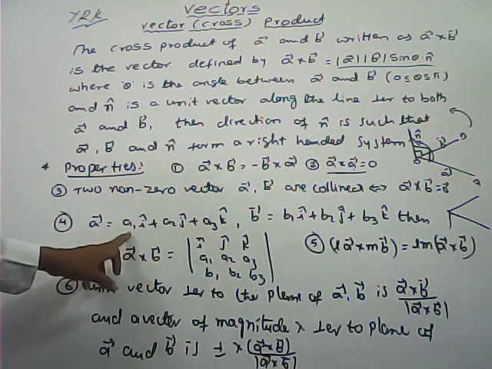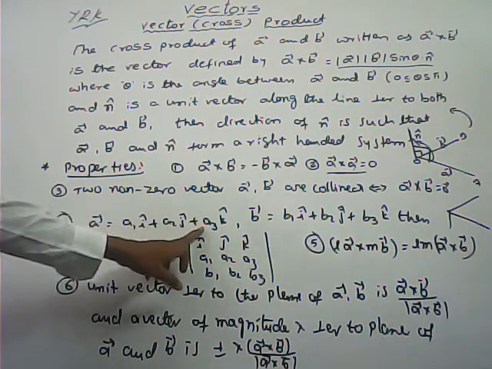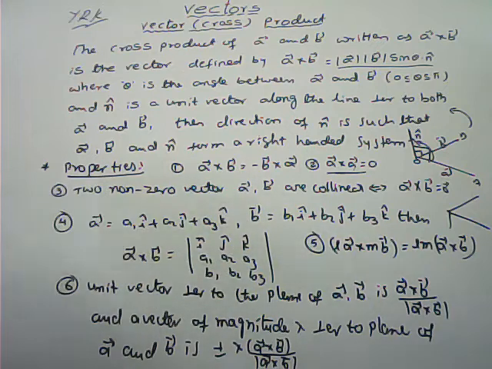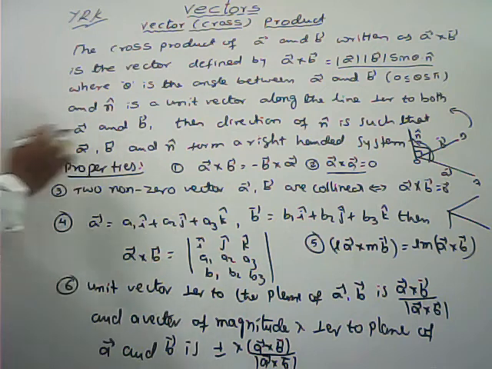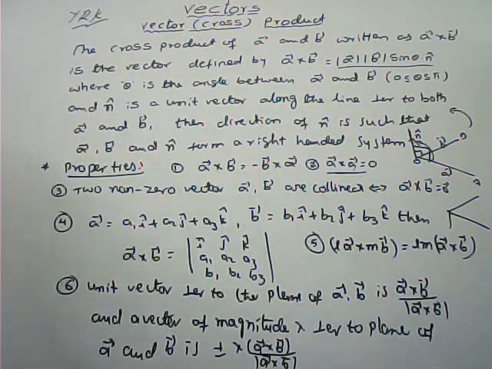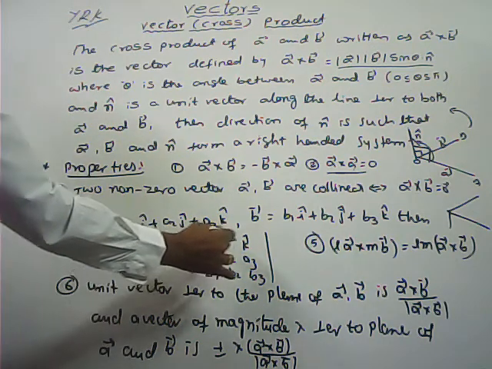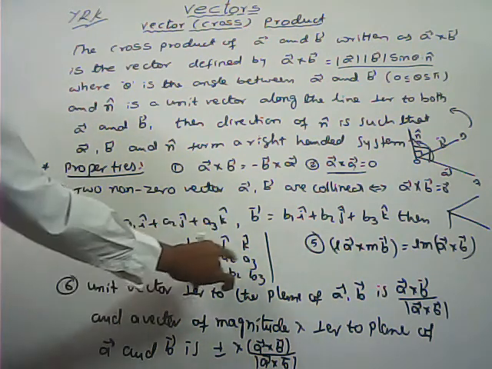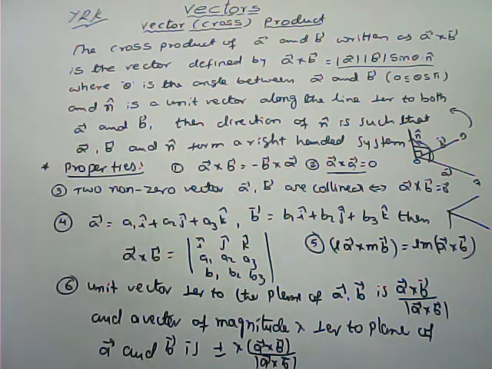And here I have taken two vectors. A bar is equal to A1 i cap plus A2 j cap plus A3 k cap, and B bar is equal to B1, B2, B3. Then the cross product, how to take this one? In the previous dot product we got a scalar, but here, the cross product or vector product, the cross product of two vectors, we get a vector. It is the determinant of i cap, j cap, k cap, A1, A2, A3, B1, B2, B3. That one we can expand by using the properties of determinants. Then we can get the A bar cross B bar vector.